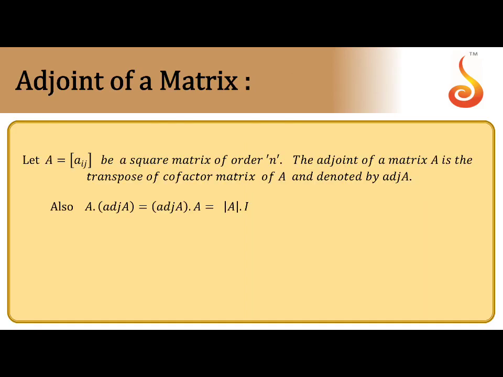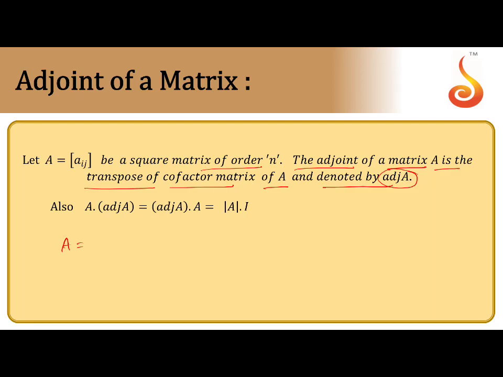Next, what is called adjoint of matrix? Let A equal to Aij be a square matrix of order n. Then the adjoint of matrix A is the transpose of the cofactor matrix of A and is denoted by adjoint A. The cofactor matrix means for each element there is a cofactor. Find the cofactor of each element to get the cofactor matrix, and apply transpose to get adjoint A.